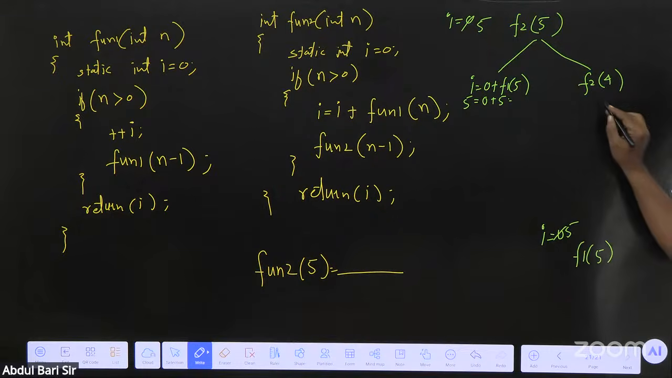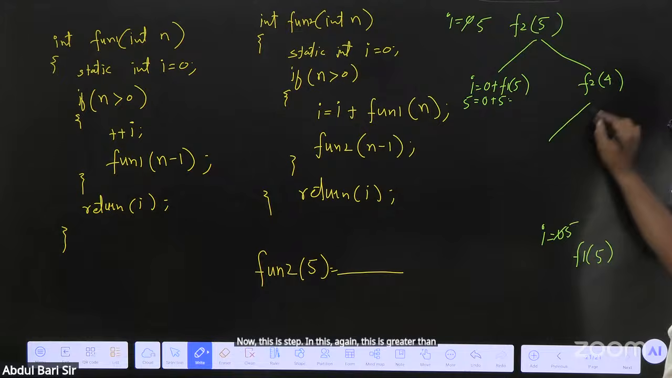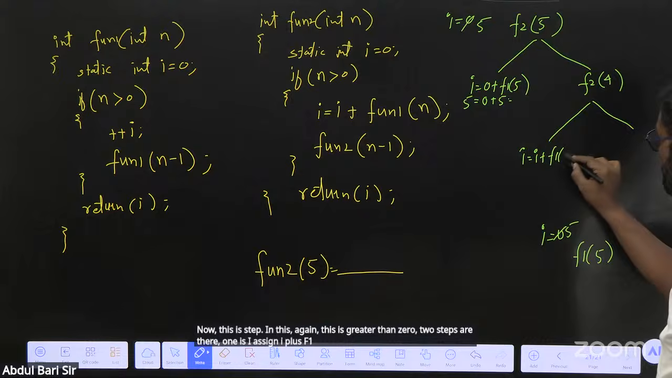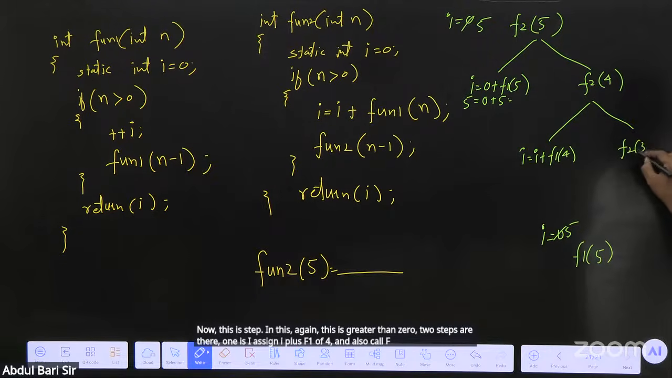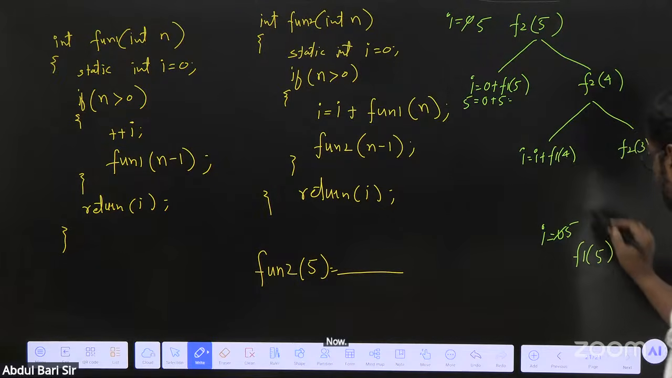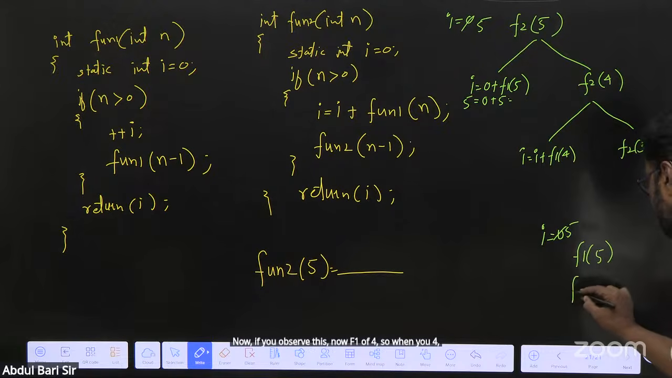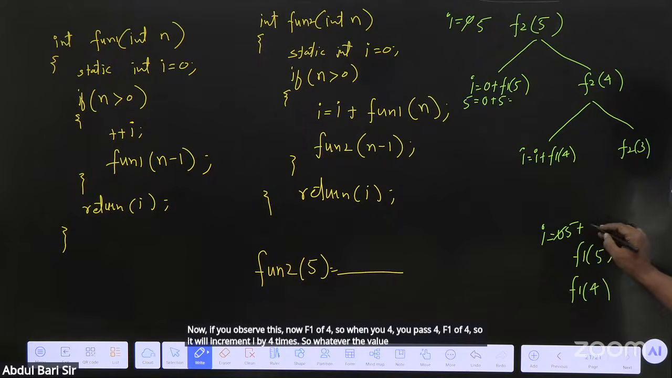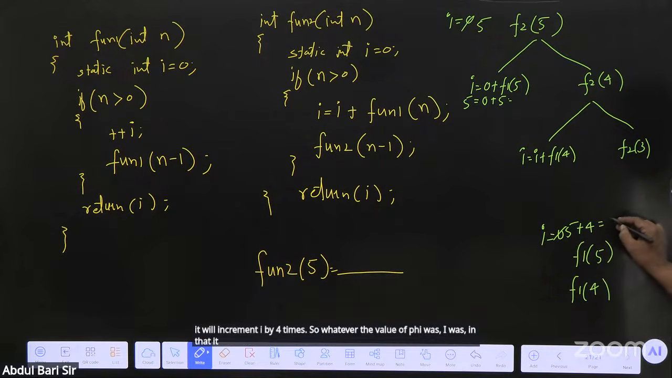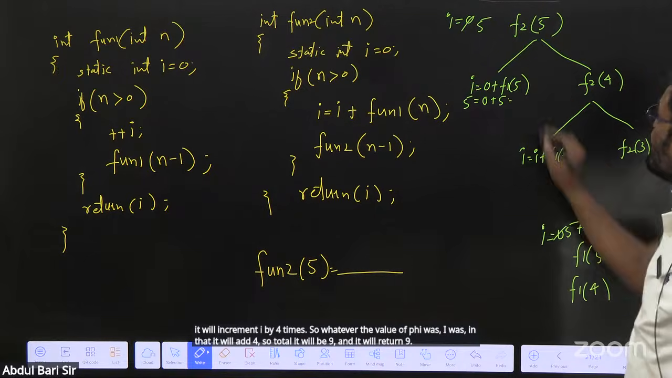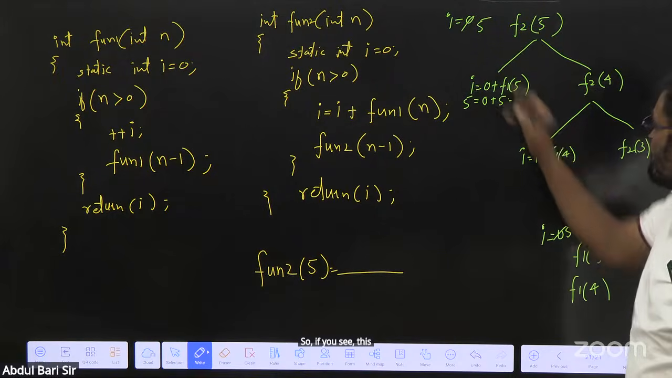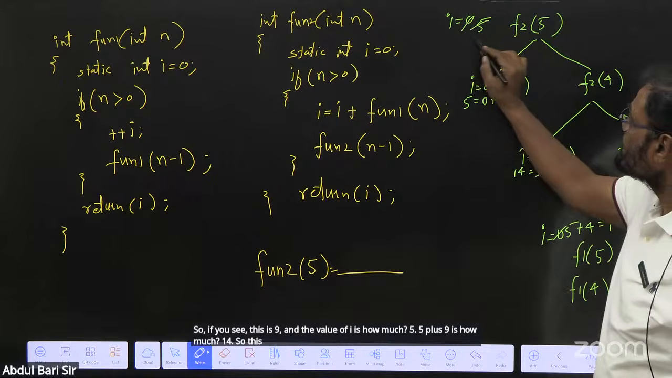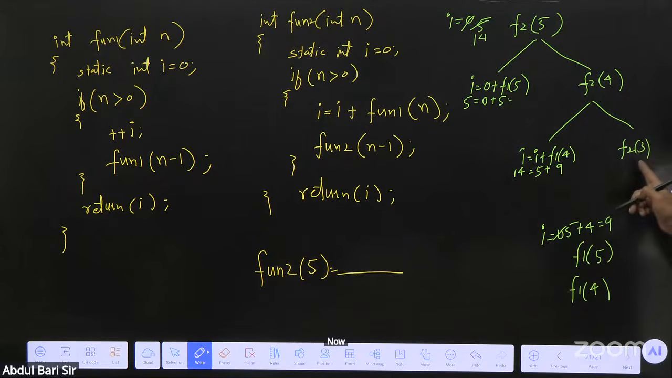Now in this step, again n is greater than 0. Two steps are there. One is I assign I plus f1 of 4, and also call f2 itself by passing 3. Now f1 of 4, when you pass 4, will increment I by 4. Whatever the value of I was, 5, it will add 4, so the total will be 9, and it will return 9. The value of I is 5, and 5 plus 9 is 14. So this I becomes 14.